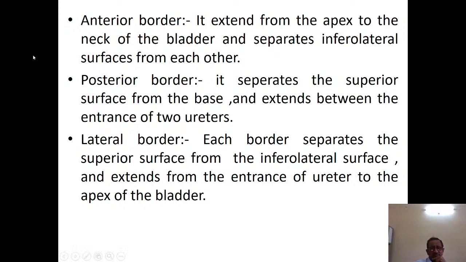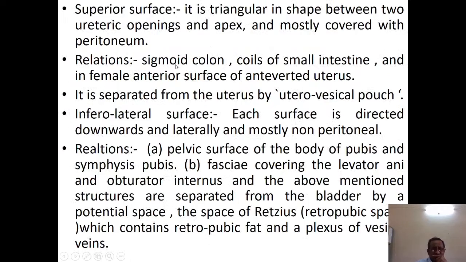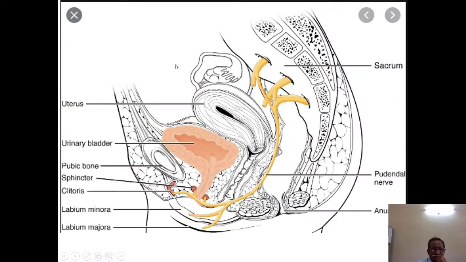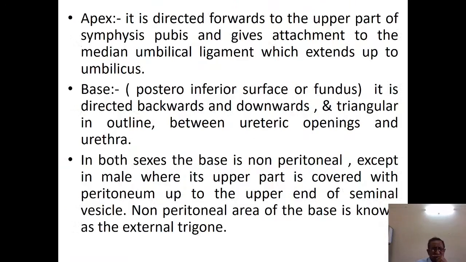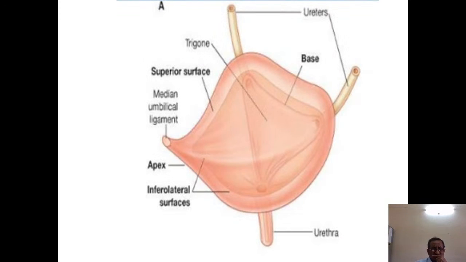Anterior border. The anterior border extends from the apex to the neck of the bladder and separates the inferior lateral surfaces from each other. So this is the anterior border from the apex to the neck of the bladder, and it is separating the two inferior lateral surfaces.